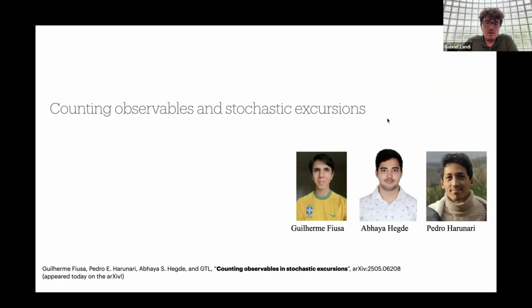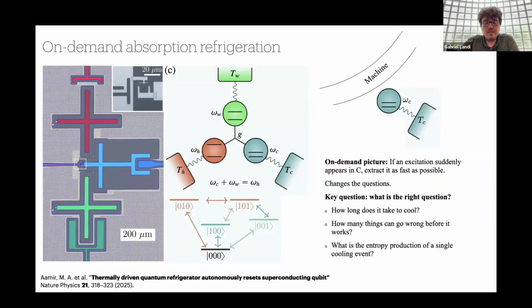That was led by two of my PhD students, Guilherme Fiuza and Abe Hegde, and also counted with the collaboration of Pedro Harunari from Luxembourg. We're really excited to show this because I think this really opened my mind on how to think about fluctuations and how to interpret the noise in these kinds of open stochastic systems. So the basic idea to motivate it is I wanted to describe this experiment. This is a very recently published experiment by the group of Simone Gasparinetti in Sweden. And it's one of my favorite experiments in the last 5 years for sure.